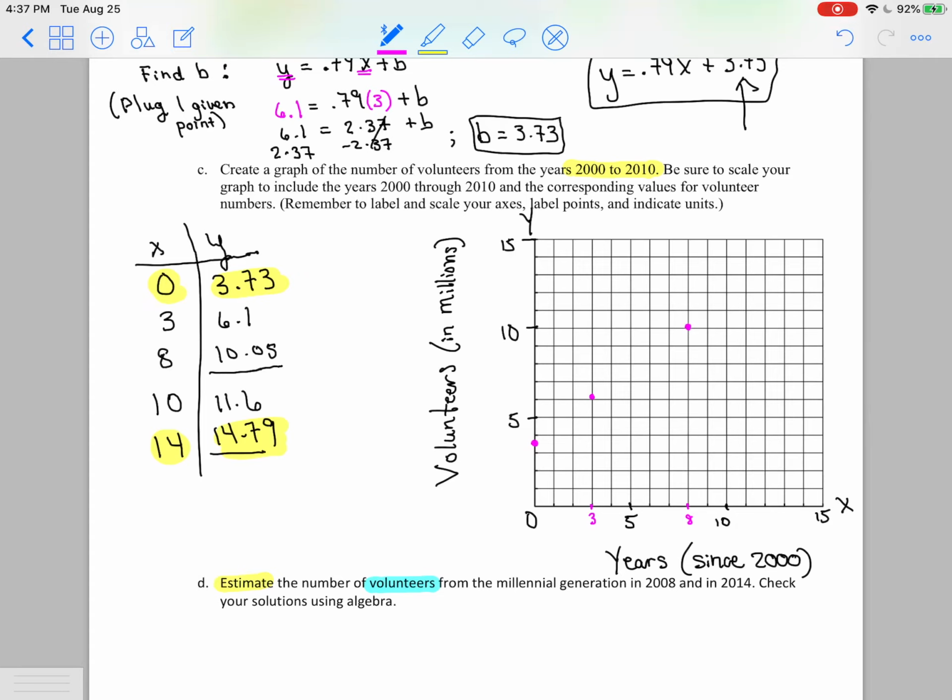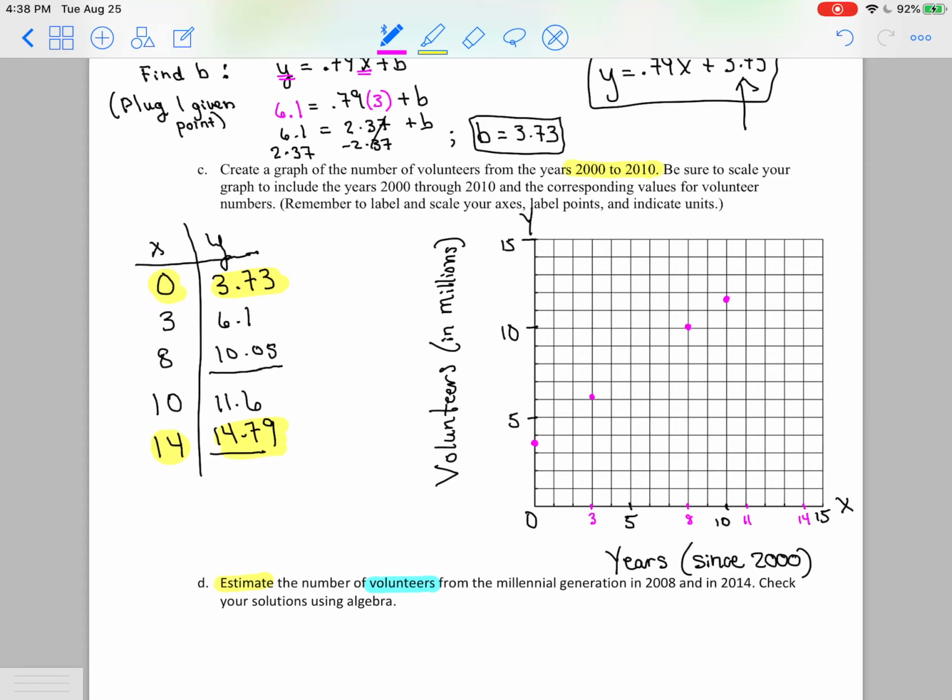And then we have 10, 11.6, so that's just about halfway between 10 and 11. No, it's not. That doesn't look right. What the heck is wrong? It's not correct. 11.6. There we go. About there. Now that looks better. If that ever happens and you see that your points are not in line, go back and check it like I just did, because I knew something was up with that.